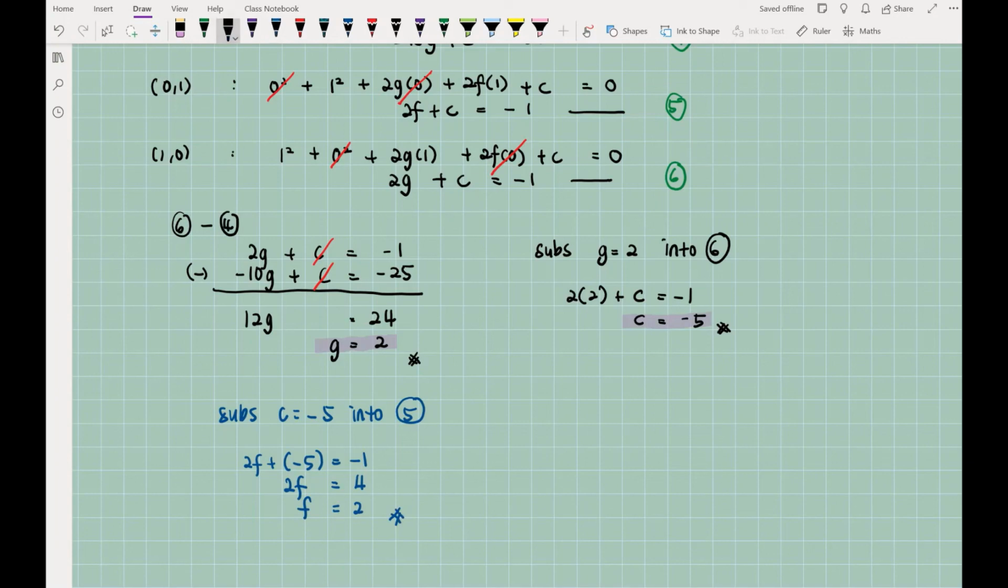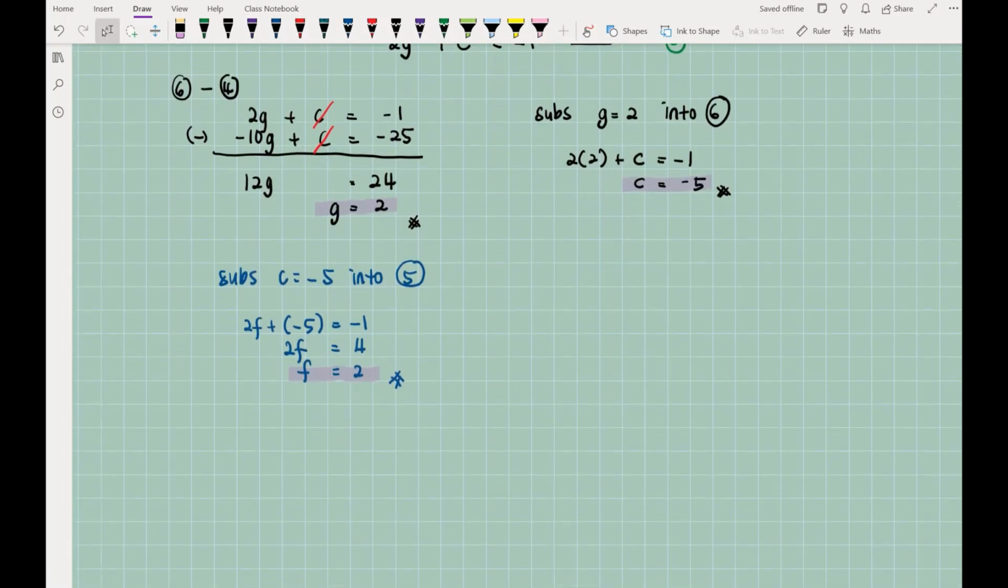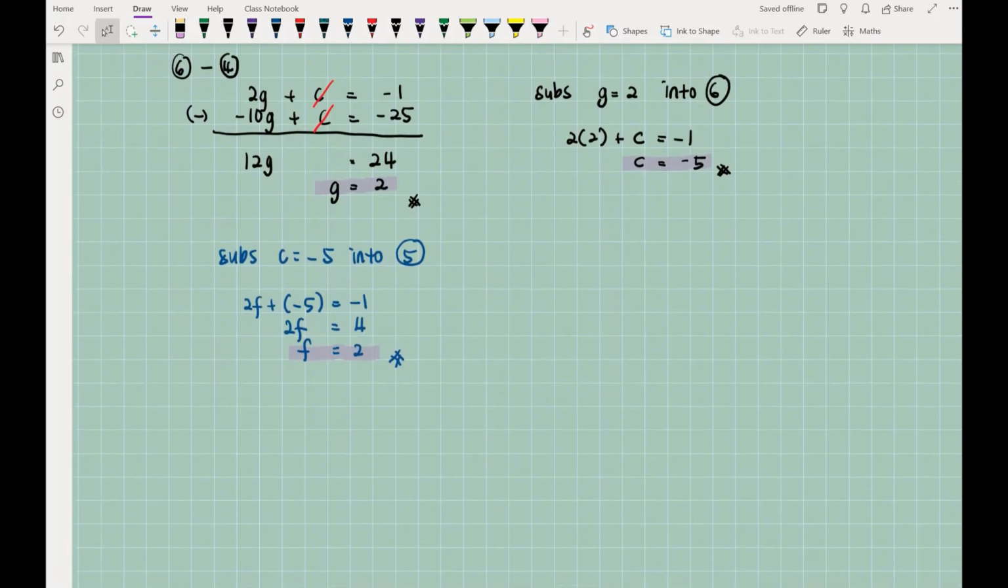So selesai di sini, I've already got G, C, and F. What we are going to do is not leave your answer like that, but we are going to have to write the final answer, yang mana the equation of the circle is what the question asks for. So we have x squared plus y squared plus 2gx will become 4x plus 2fy will become 4y plus c is negative 5 is equal to 0.